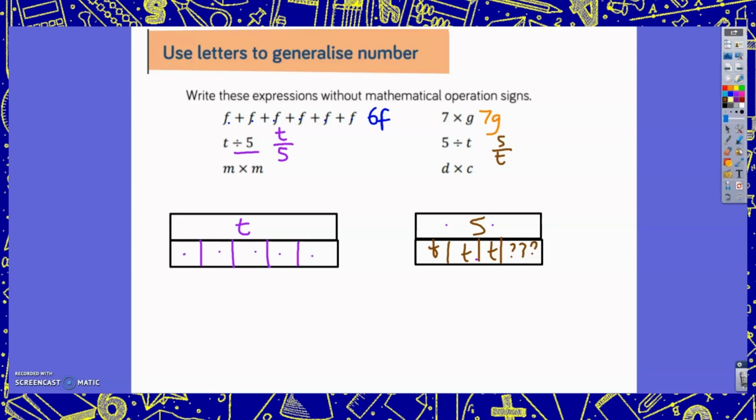So when it comes to division, we're taking our whole, so I'm going to use the highlighter here, our whole, and we're dividing it into the equal parts.